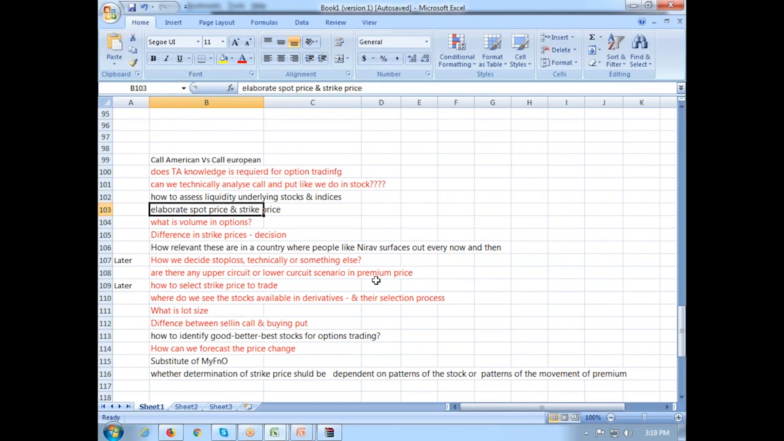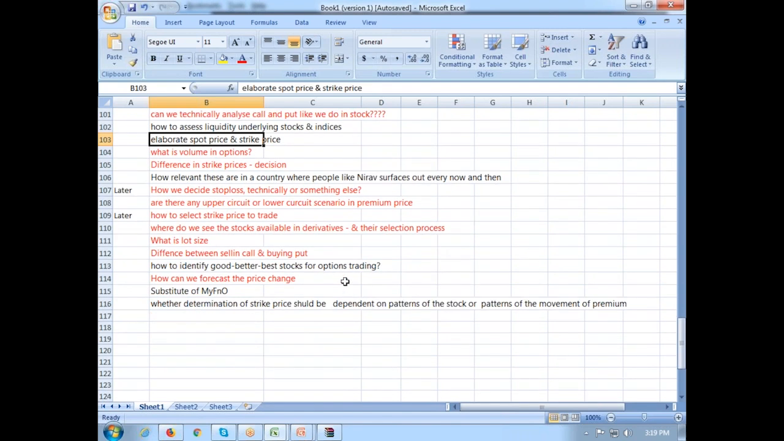Elaborate spot price and strike prices once more. Okay, spot price is the price that you get from the cash market, or for FNO, the futures price is taken as the spot price. Strike price is given by the exchange. The exchange decides the strike prices, and at those strike prices you can buy or sell options, call and put. The premium will be decided by the market, like the futures price or the spot market price is decided in the market.